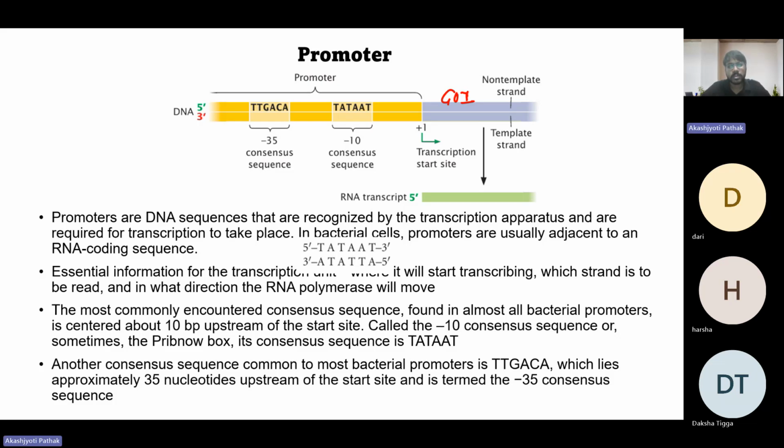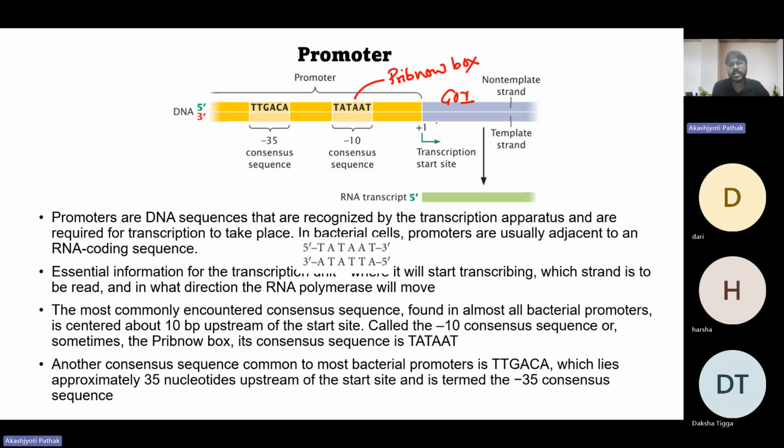So consensus sequence basically means that if your DNA has this sequence, then it is conserved to some extent. This sequence, TATAAT, will be present in most of the bacteria, with some minor variations. It will not be exactly the same in all bacterial promoters, but mostly it will have this TA-rich sequence. This region is called the Pribnow box.